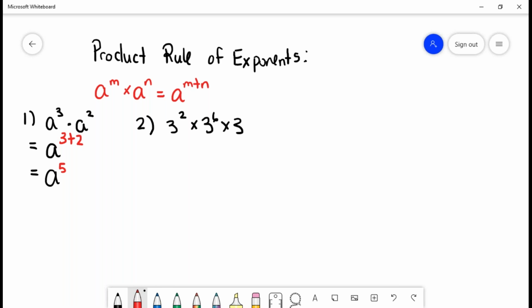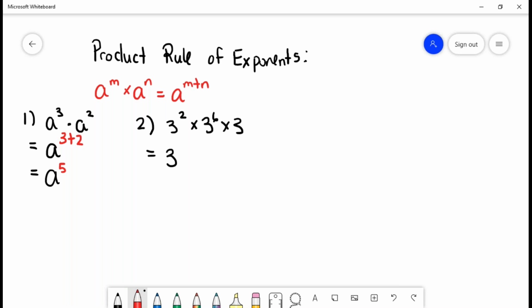So using the product rule of exponents, we keep the base as is. The base is 3. But in order to evaluate, we know that using the product rule of exponents, we need to add the exponents up. So adding the exponents up, we have 2 as the exponent for this, we have 6 as the exponent for this, and we have 1 as the exponent for this.